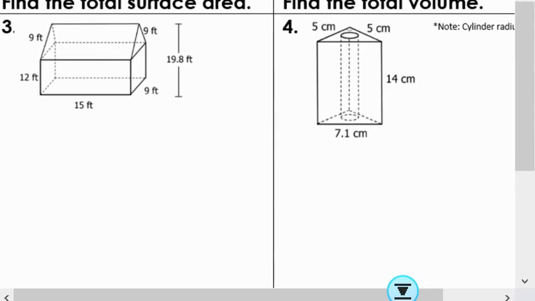Okay, so the total surface area is going to be, taking a look at this, what do we have here? I can see I've got a triangular prism, and I know it's a triangular prism because both bases are a triangle. It's just laying on its side, and it's the same shape all the way up.